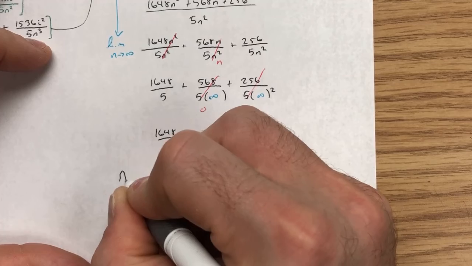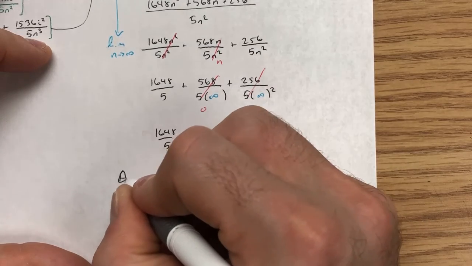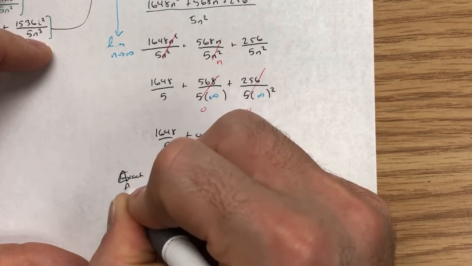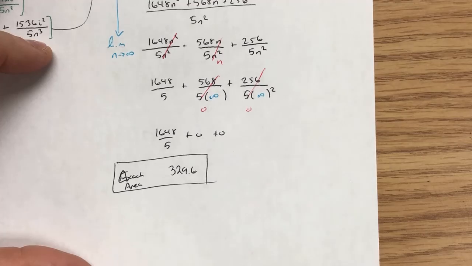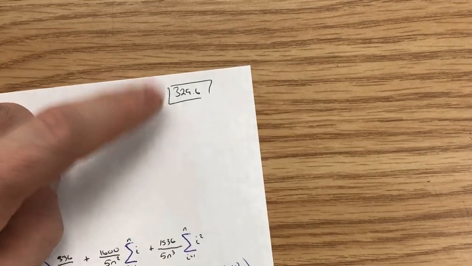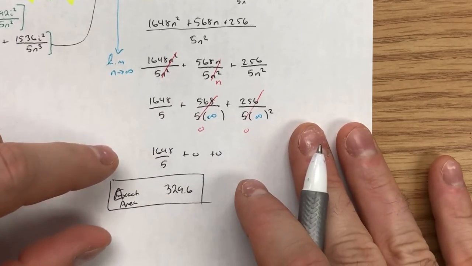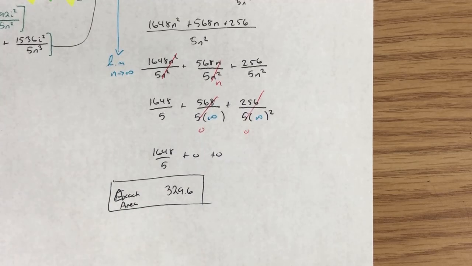And this is the absolute, or the exact, area. Boom. And we know 329.6 does match with our expected 329.6. So there is 0 rounding. We found the exact area beneath that curve. And there you go.